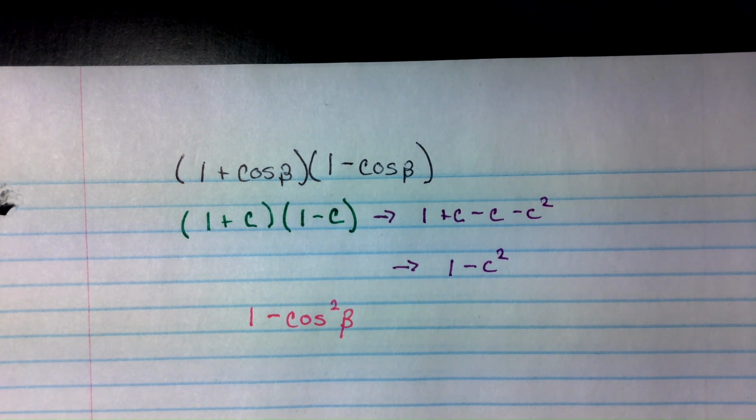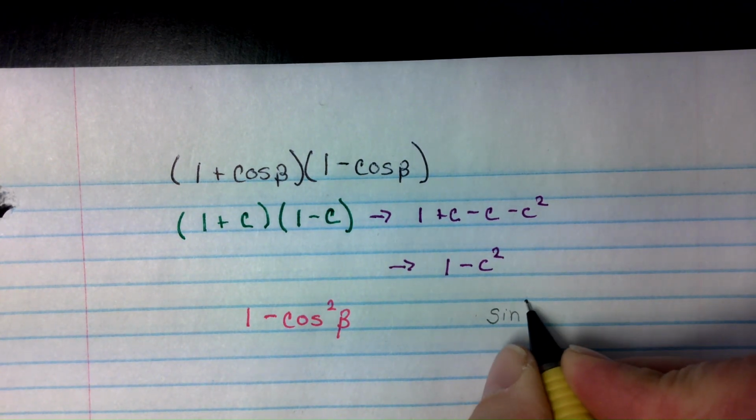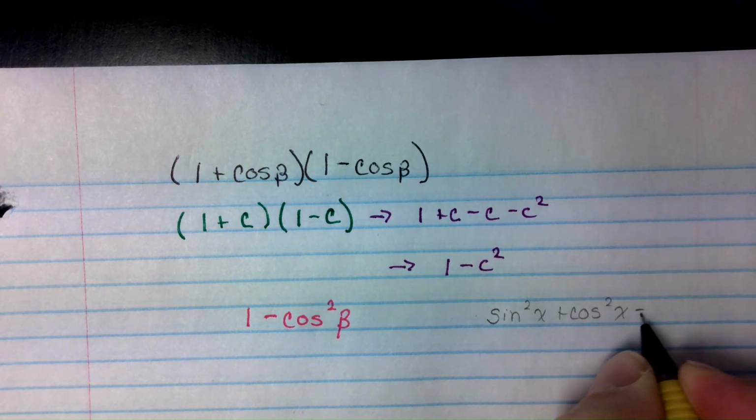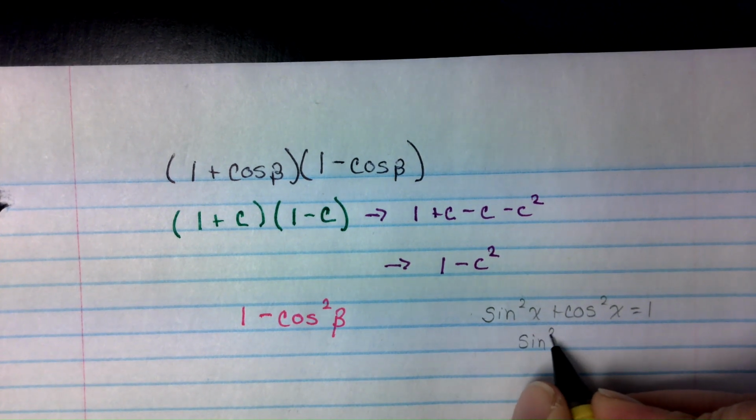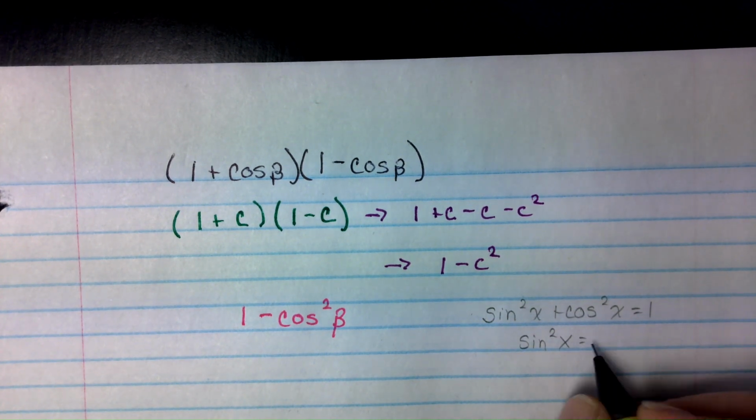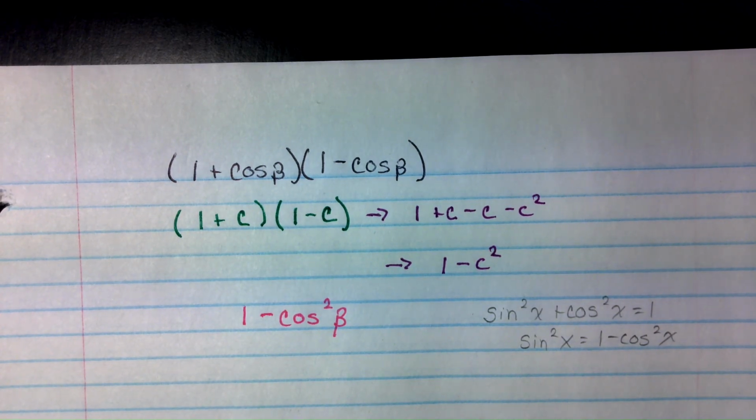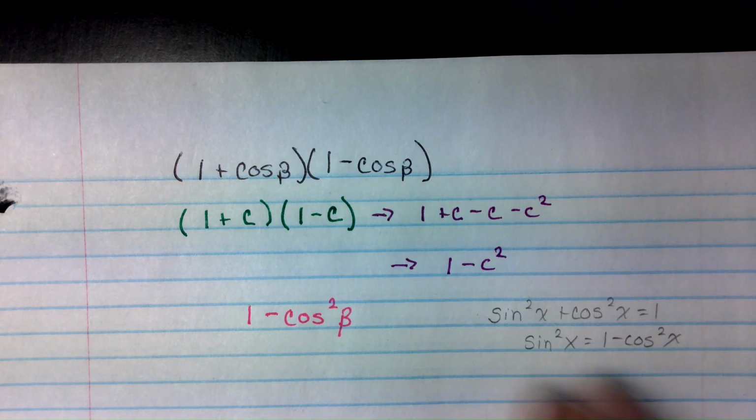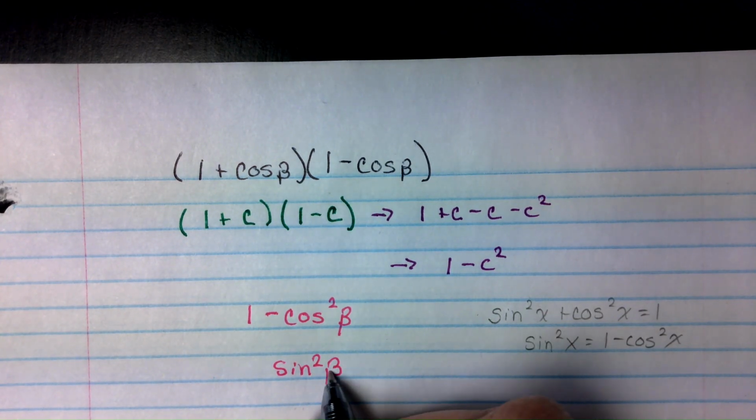Okay, well, here comes that side note. Thinking about cosine squared beta, we know, and we've talked about the fact that sine squared of x plus cosine squared of x equals 1. So sine squared by itself, I would move the cosine squared over. Okay, so we have something similar. We just have beta instead of x. So 1 minus cosine squared of beta can be reduced to sine squared of beta.